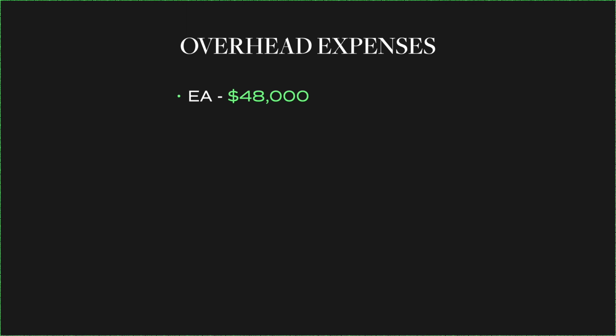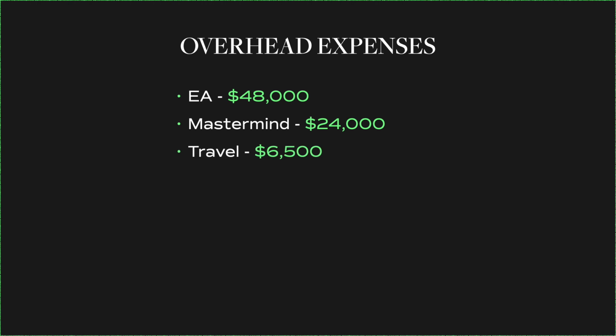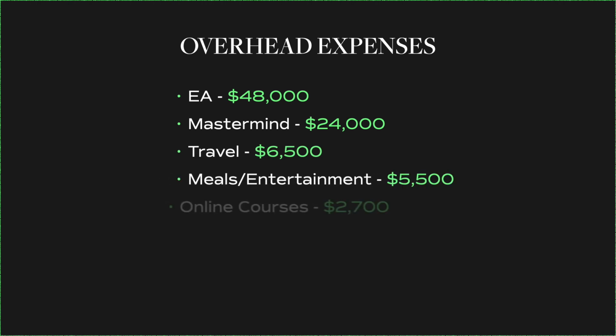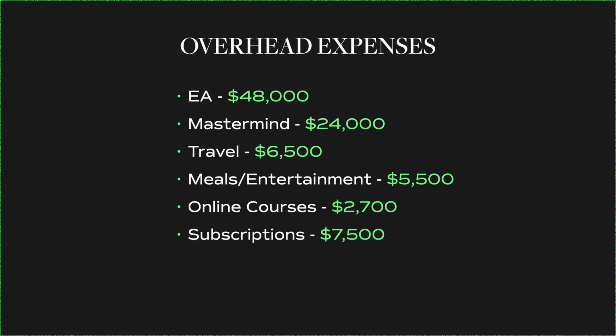Great job, Amanda. As we continue looking at Amanda's business, we see that she has a lot of overhead expenses like most of us do. Amanda has an EA that she paid $48,000 to last year. She spent $24,000 on a mastermind. She spent $6,500 on travel. She spent $5,500 on meals and entertainment. She spent $2,700 for online courses, and she spent $7,500 on subscriptions like Canva, Kajabi, Asana, and others.